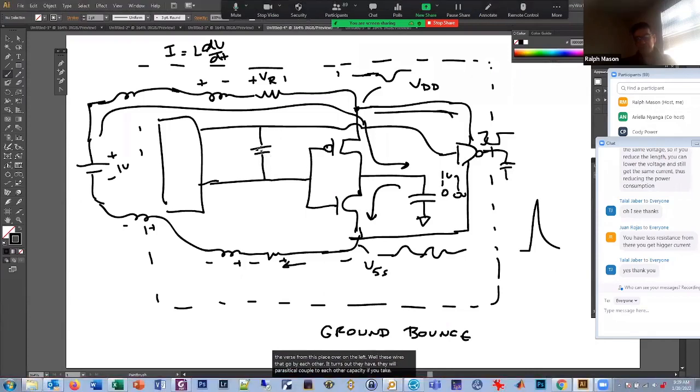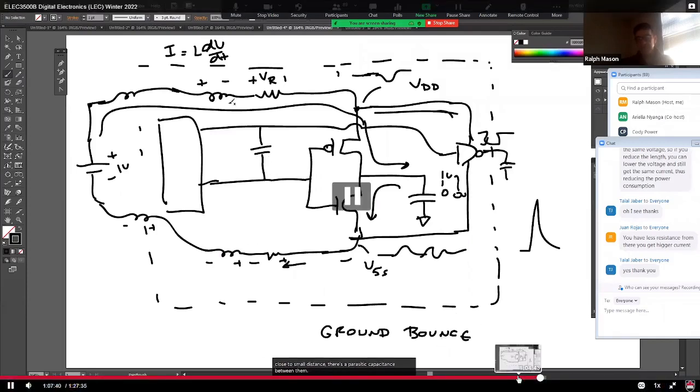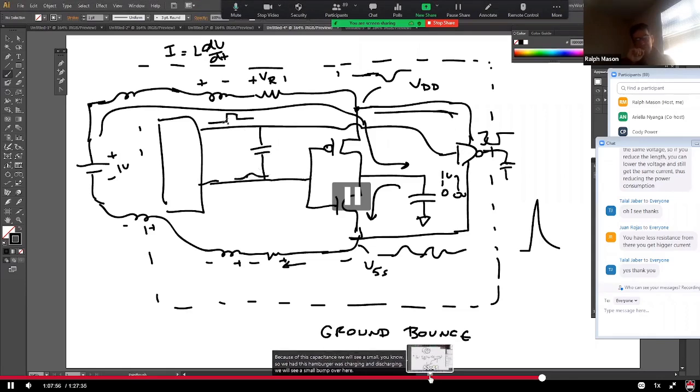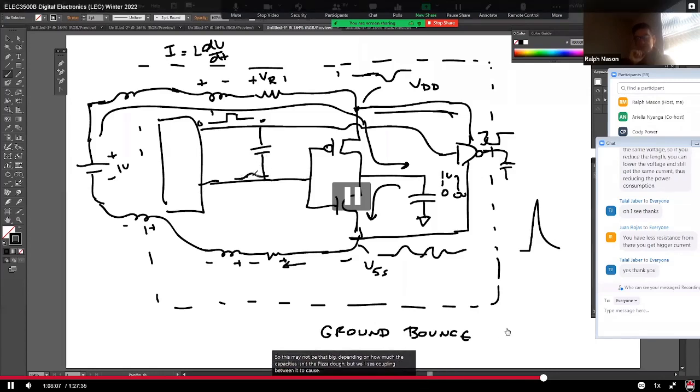If you take 2 wires that are very close, a small distance, there's a parasitic capacitance between them. And let's say this wire is going high and this wire is not doing anything. Well, because of this capacitance, say this inverter was charging and discharging, we will see a small bump over here. It's not going to be as big as this, which is going from 0 to 1 volt and back to 0. So this may not be that big, depending on how much the capacitance is and the impedance of the node, but we'll see coupling between them to cause some bump here.